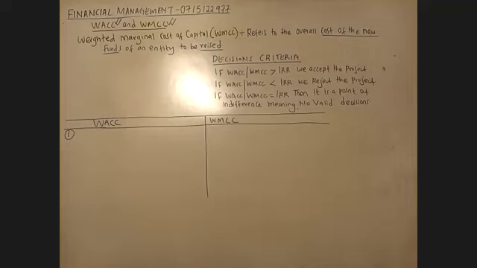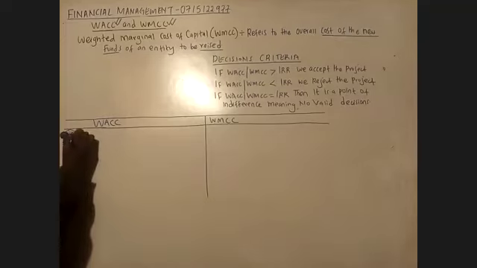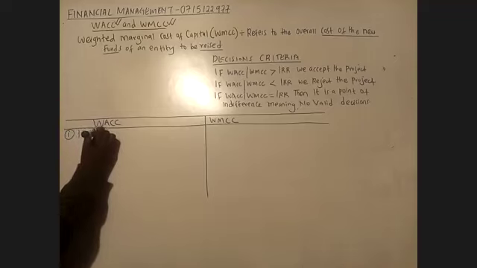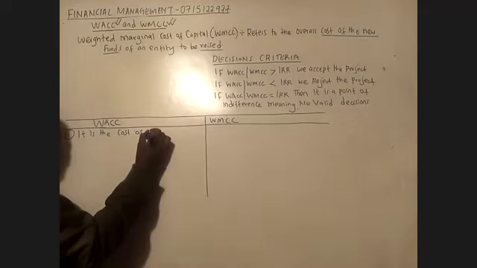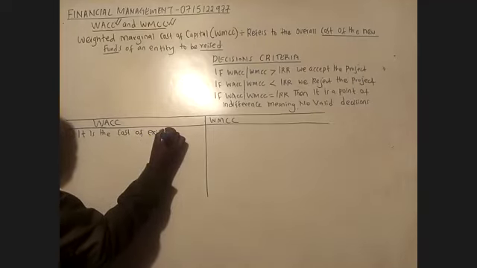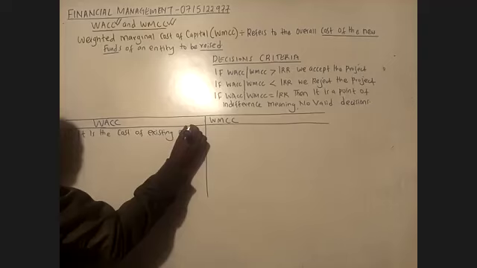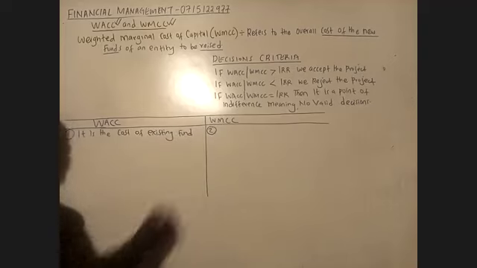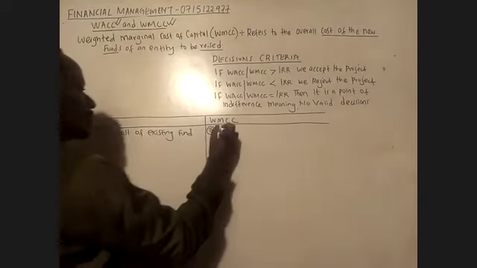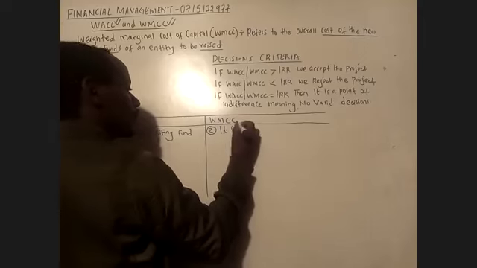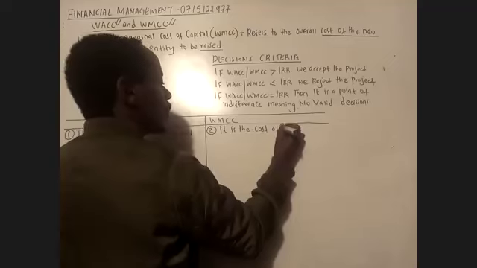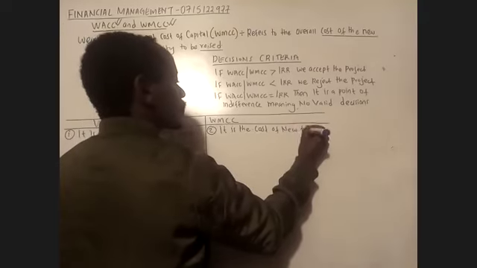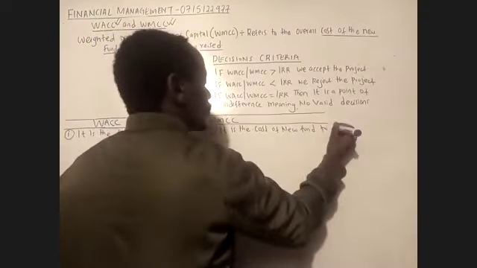Number one, WACC is the cost of existing funds. WMCC is the cost of new funds to be raised.